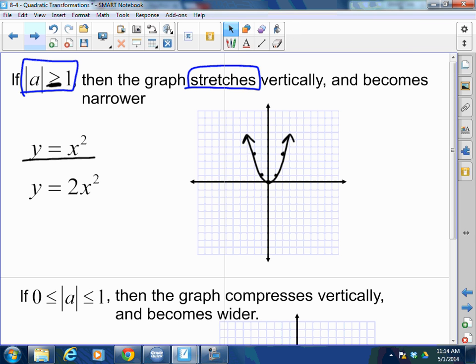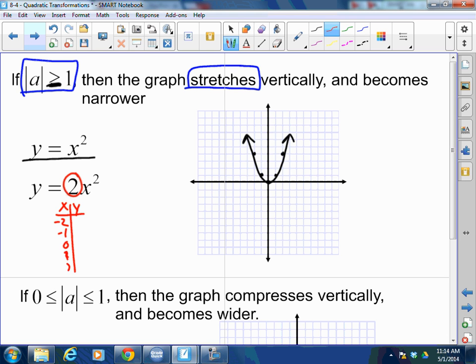That's my parent function. Let me show you what happens when I apply a vertical stretch. Go ahead and make a table. Negative 2, negative 1, 0, 1, and 2. When x is negative 2, we're going to have 8. When x is negative 1, it's 2. When x is 0, it's 0. When x is 1, it's 2, and when x is 2, it's 8. So 0, 0, 1, 2, negative 1, 2, 2, 8, negative 2, 8.